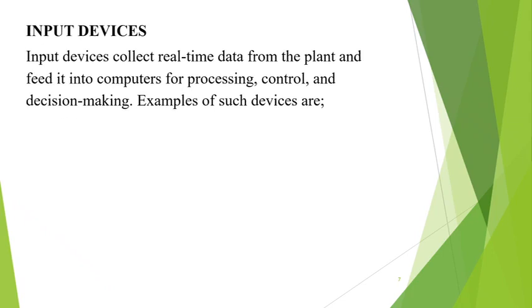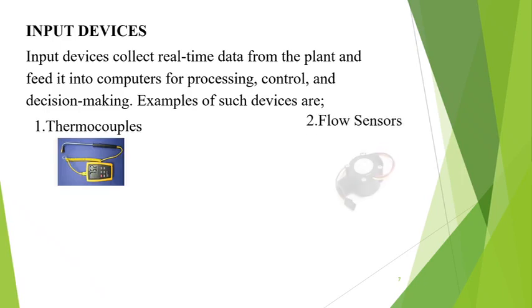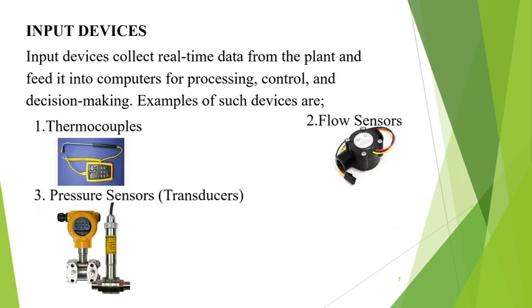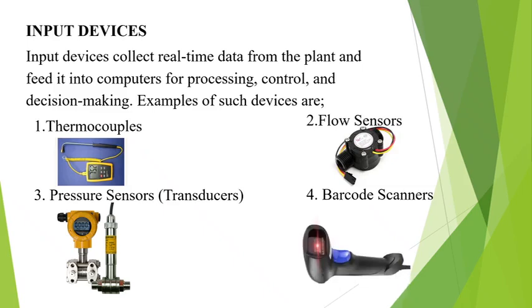Let's look at the input devices. Input devices collect real-time data from the plant and feed it into computers for processing, control, and decision-making. Examples of such devices are thermocouples, flow sensors, pressure sensors, also called transducers, and barcode scanners.